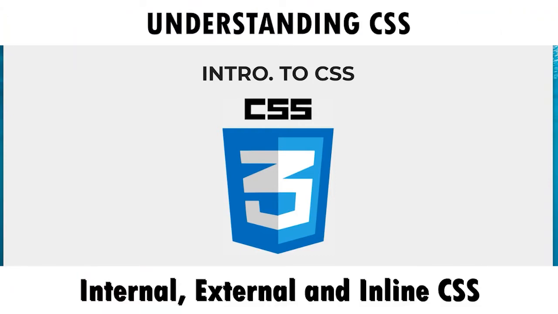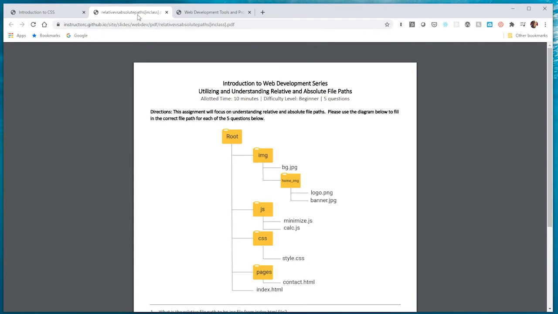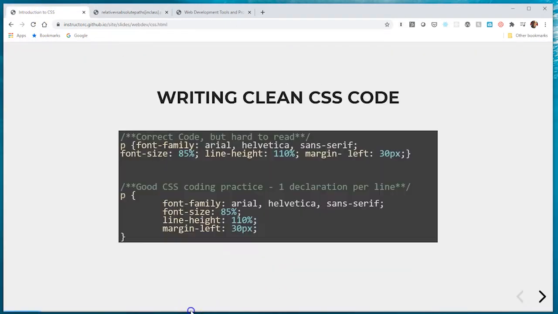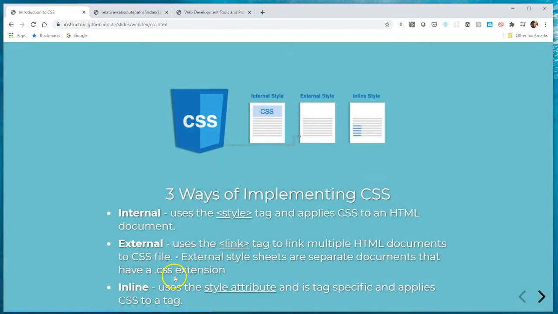All right, so in this video, we're gonna talk about the 3 different ways of implementing CSS into our web project. We're gonna bring back the absolute versus relative file path project we started in the HTML video series. And I'm gonna just talk about these 3 concepts of internal, external, and inline. And so here is a quick definition of all 3. But let me just bring back up our web project and do an example of each way here.